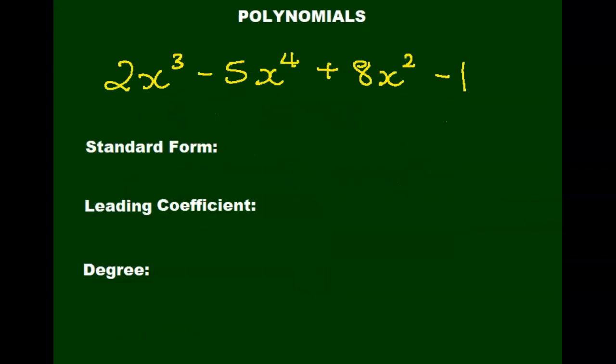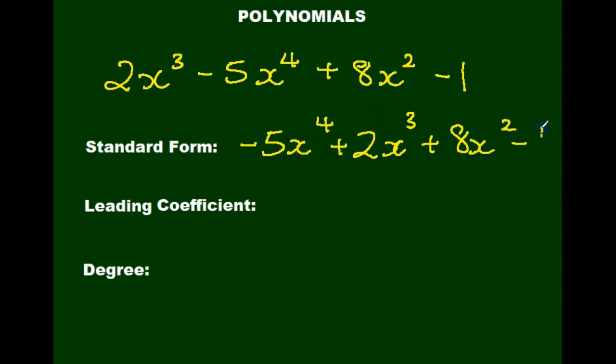So let's try some examples. If we're given this polynomial, what is our standard form? Remember, we want the exponents to go in descending order. So our standard form would be, we're going to take our x to the power 4 first. So we have 5x to the 4 plus, now we have x cubed plus x squared minus 1. That's our standard form.